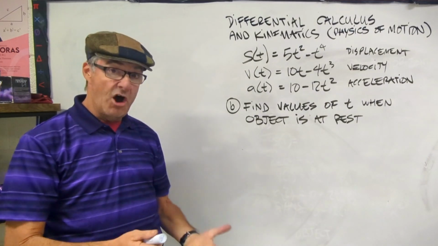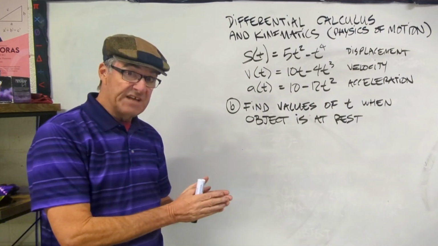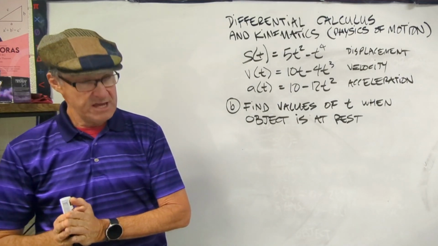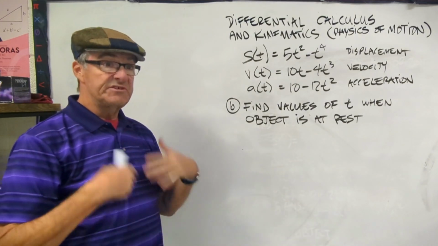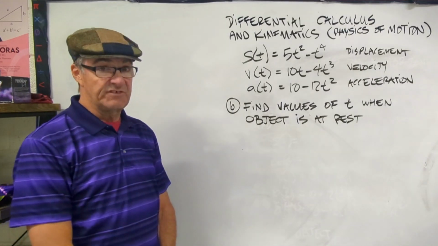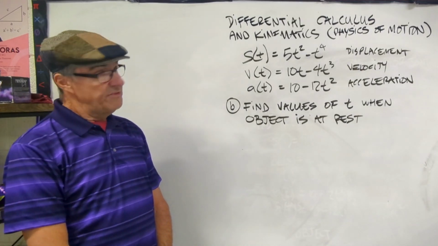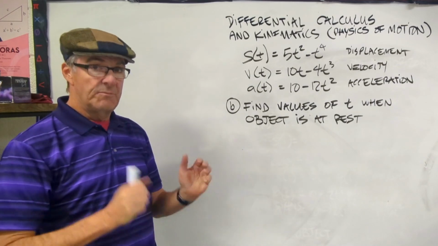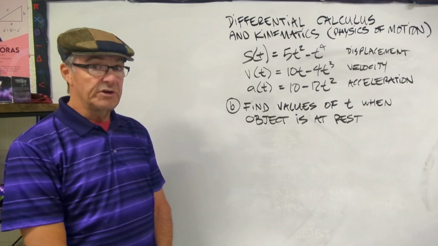We already know that the object has a velocity at 1 second and that it's decelerating. So it's slowing down. At some point, it's going to be at rest, which means no velocity. Velocity equals 0. That should be enough of a hint for you to find the times when that happens. Pause the video and see what you can come up with.